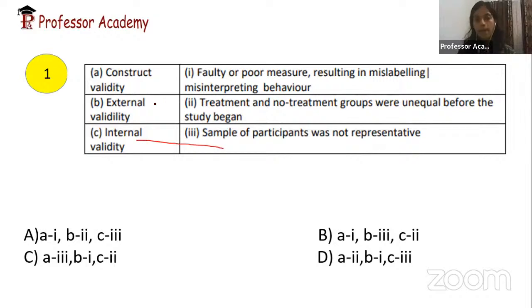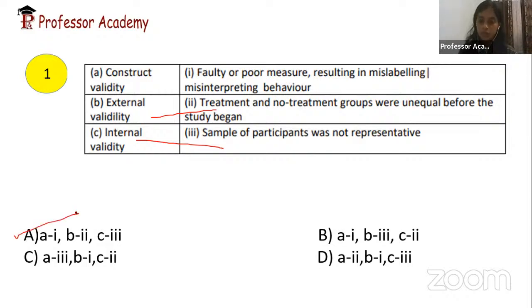Then external validity happens when we are also able to generalize it to other populations, other time periods. So the picture of treatment and non-treatment groups comes into the picture. So external validity could be related to option B, that is treatment and non-treatment groups were unequal before the study began. Once B and C are done, we are sure that A is for 1, that is faulty or poor measure resulting in mislabeling, misinterpreting behavior will violate the construct validity. So the right answer is option A, that is A1, B2 and C3.